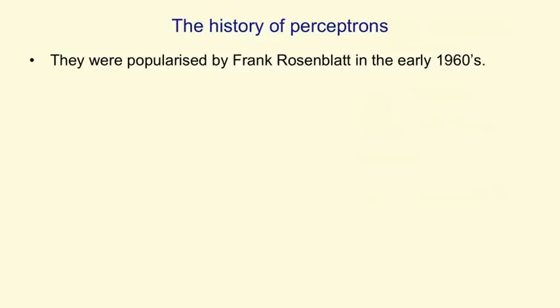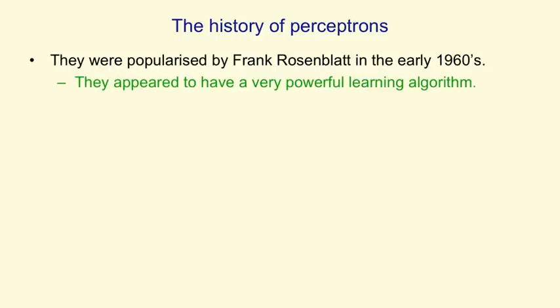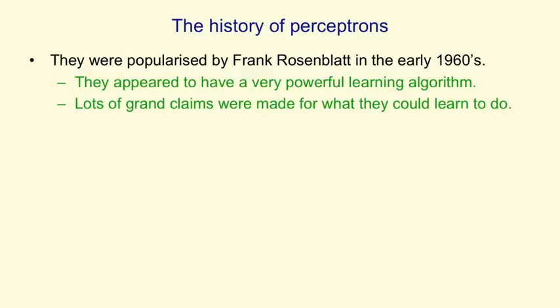Perceptrons have an interesting history. They were popularized in the early 1960s by Frank Rosenblatt. He wrote a great big book called Principles of Neurodynamics, in which he described many different kinds of perceptrons. That book was full of ideas. The most important thing in the book was a very powerful learning algorithm, or something that appeared to be a very powerful learning algorithm. A lot of grand claims were made for what perceptrons could do using this learning algorithm.